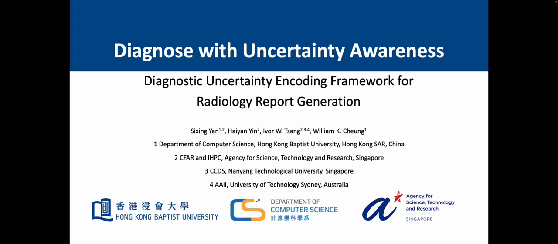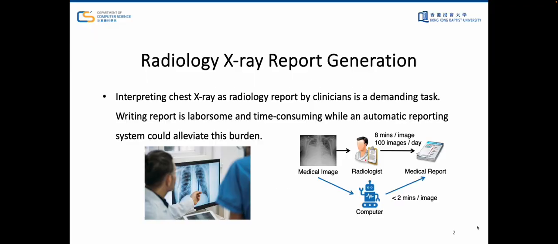Today I'm going to introduce our research work, Diagnose with Uncertainty Awareness: Diagnostic Uncertainty Encoding Framework for Radiology Report Generation. Radiology X-ray report generation is a task that uses the machine to automatically generate the radiology report. As we know, interpreting chest X-rays as radiology reports by clinicians is a demanding task. Writing reports is laborious and time-consuming, while an automatic reporting system could alleviate this burden.